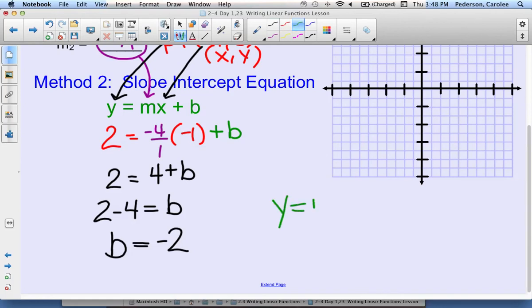Now I can use slope-intercept form and substitute my slope and y-intercept in. So my slope again was negative 4 over 1, or negative 4, and my y-intercept is negative 2. If you want to take the time to graph this, you'll see that these two lines intersect at right angles.